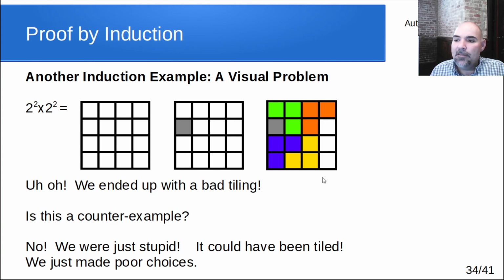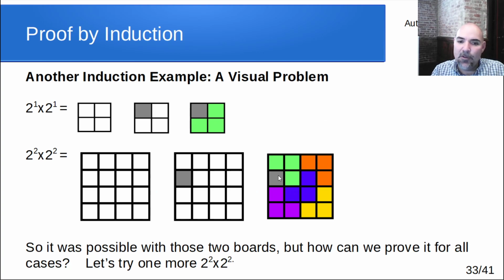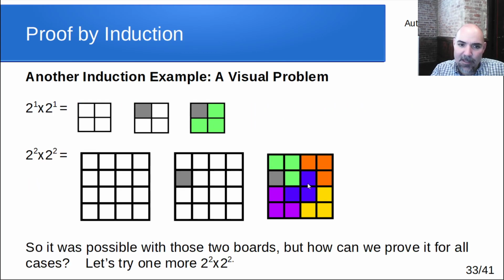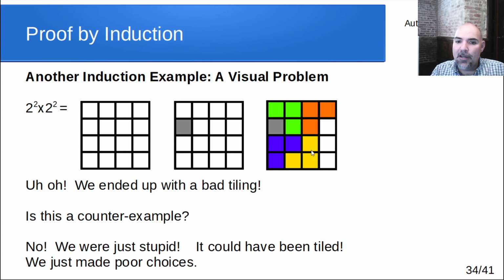And the answer to that is no, it's not really a counterexample. We were just stupid in how we placed the tiles on there. Because remember, the claim was that it's possible to do, not that any dumb thing that we try is automatically going to work. So it is possible to tile this. We know that because we just did it back here. There's a tiling with that same one removed. This one actually worked. And so remember the claim. Let's go back one step. The claim was that given a grid of 2 to the n by 2 to the n cells with any one cell removed, it is always possible to tile it, not that every dumb thing we do will result in a tiling. So in this case, this is not a counterexample.